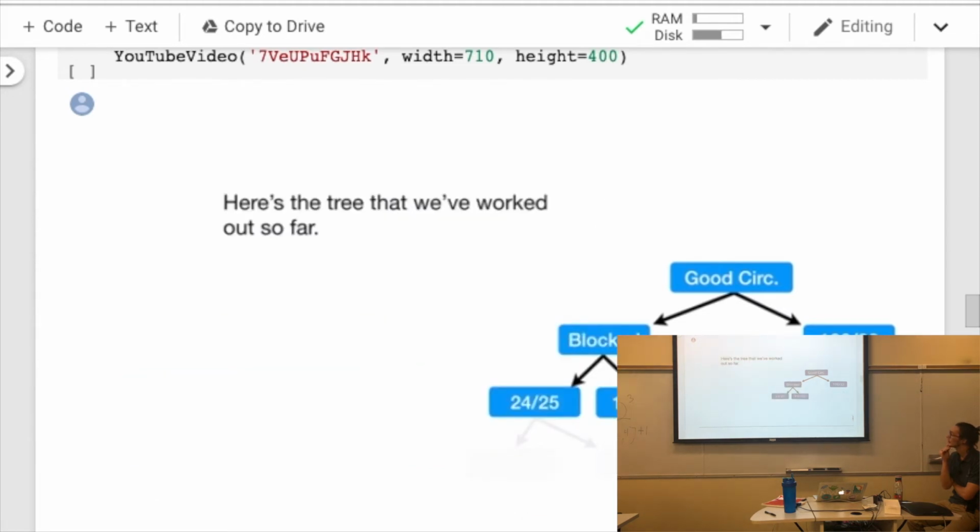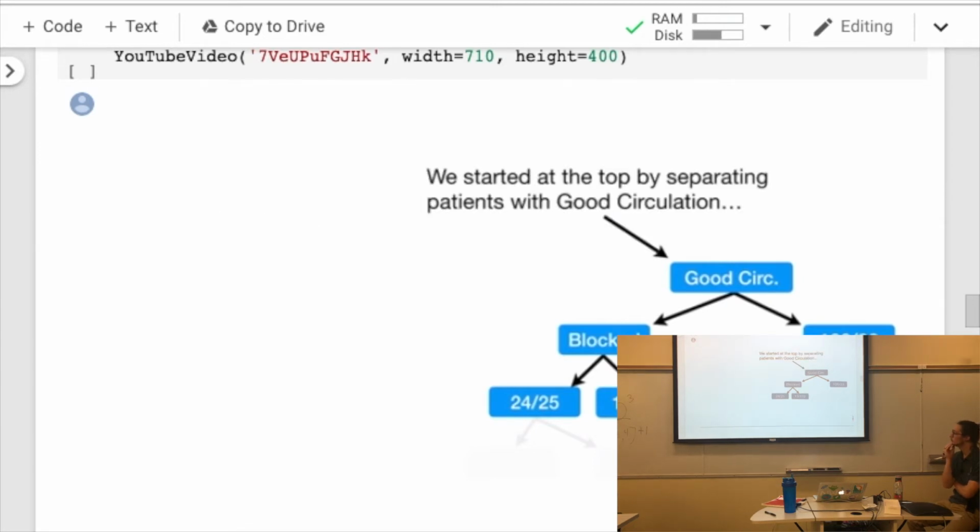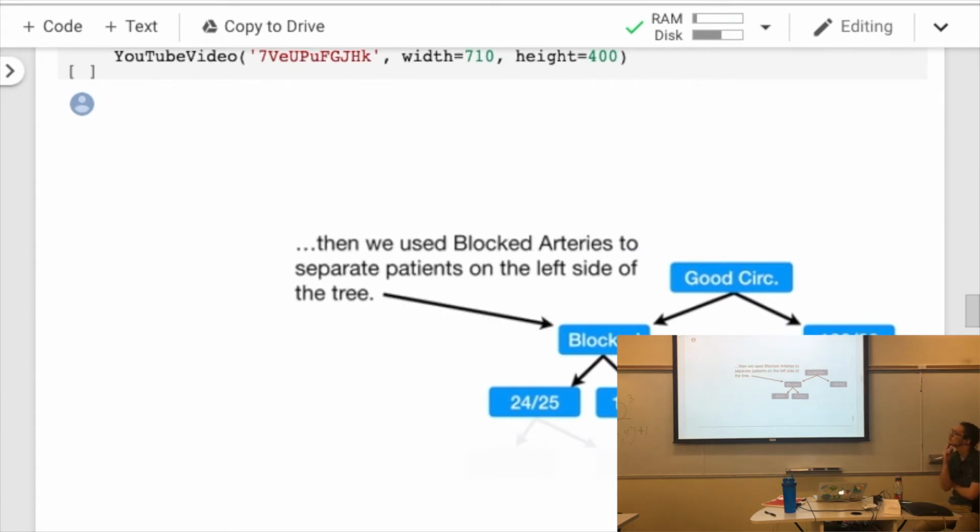Since blocked arteries has the lowest Gini impurity, we will use it at this node to separate patients. Here's the tree that we worked out so far. We started at the top by separating patients with good circulation. Then we used blocked arteries to separate patients on the left side of the tree.